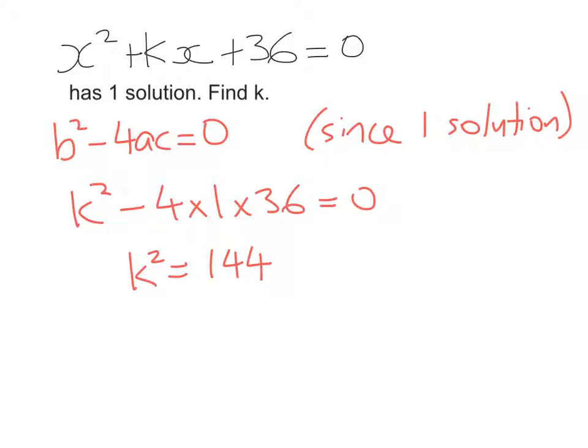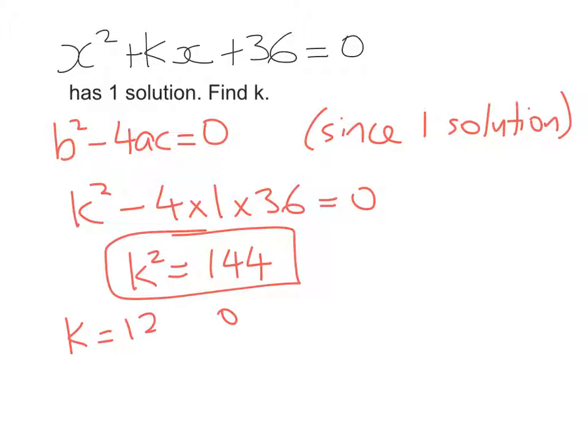So what's the value of k? I've got to be really careful here. I've got a squared expression, so there are two solutions for k. K could equal 12, or k could equal negative 12. Either of those two values of k will square to give me 144. Now, if you're not liking that, go back and check.